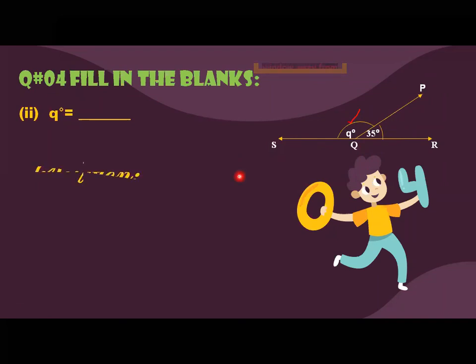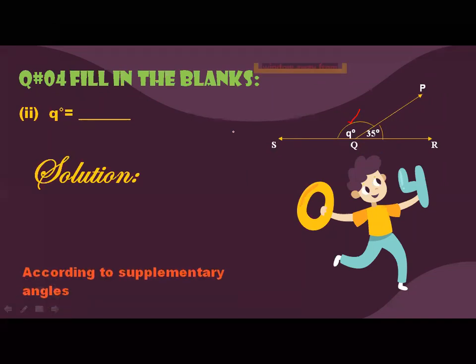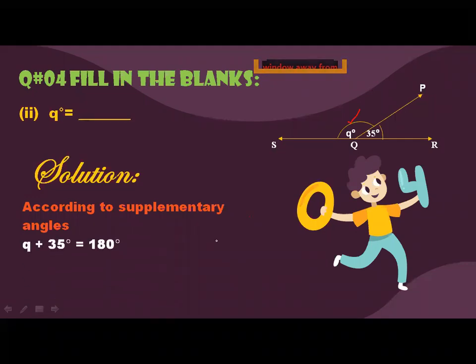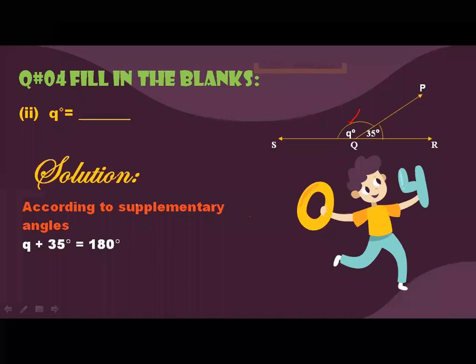First you will write down your heading, that is solution, and then you will write according to supplementary angles. Okay, what you will write? You will write according to supplementary angle. Okay, now according to supplementary angle, what will it be? Just give me a minute. You will write Q plus 35 is equal to 180. Okay, you will write Q plus 35 is equal to 180, and your answer will be what?